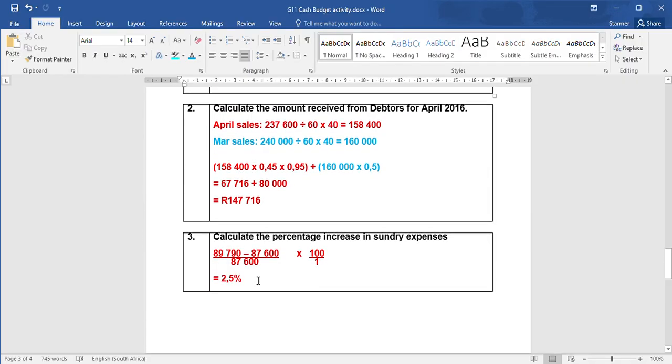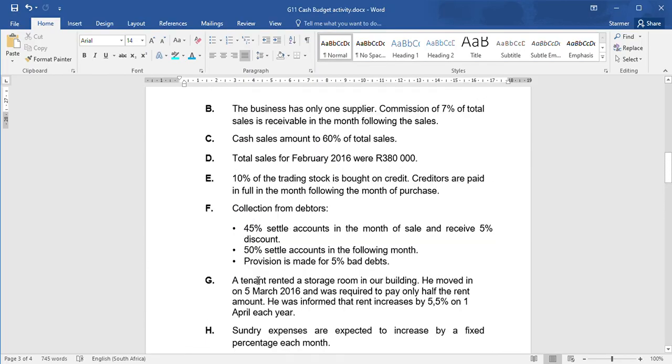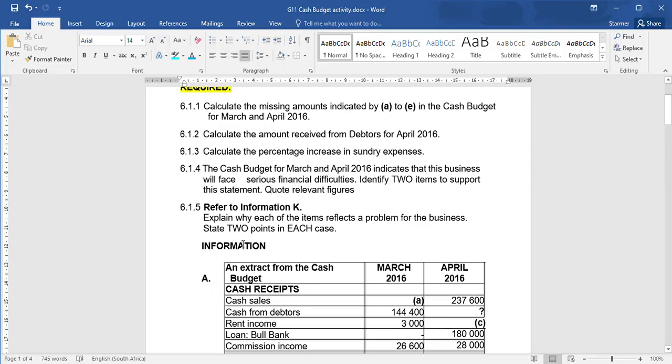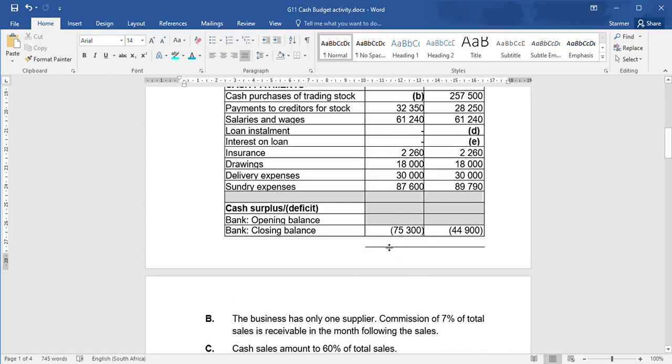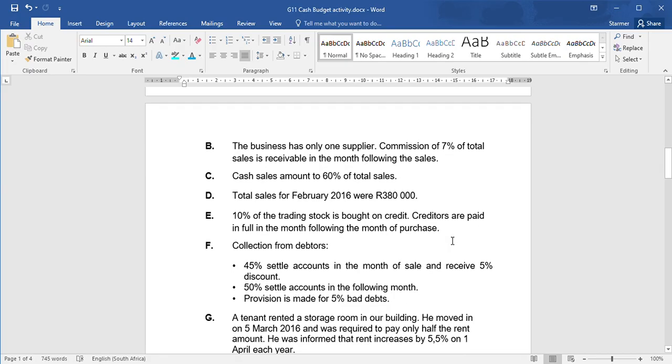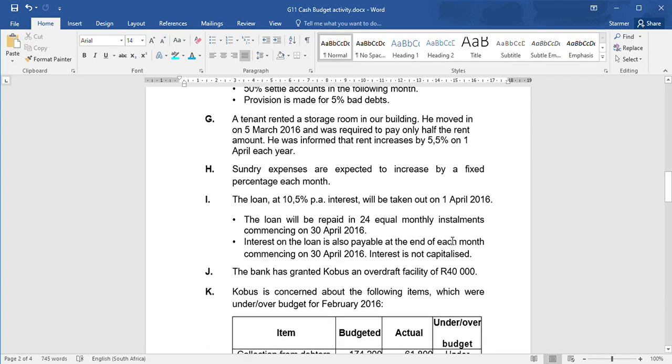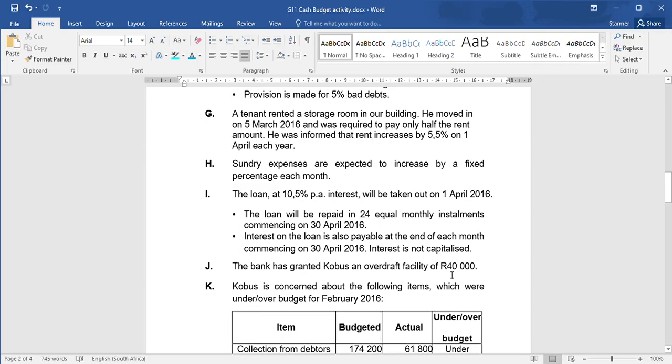Alright, then, in question 4, we've got to go right back up to the question, and they say, the cash budget for March and April indicates that this business will face serious financial difficulties. Identify 2 items to support this statement and quote. Now, if you have a look here, both of these months you are in overdraft. So that is the first thing that is going to cause an issue, that your final bank balance is going to be in overdraft. Added to that is the fact that in J here tells you the bank gave us an overdraft facility of 40,000.